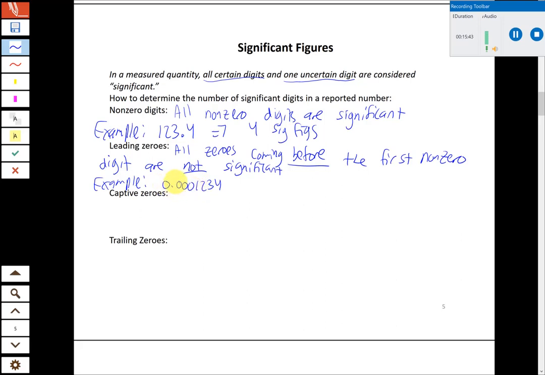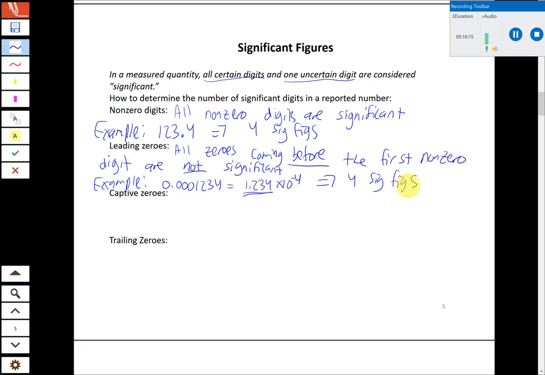And the reason is that those leading zeros that come before the first non-zero digit are just telling you the order of magnitude, or the scale of the number, so in many cases, it's better to write this in scientific notation, 1.234 times 10 to the minus 4. And if we do that, it very clearly has 4 non-zero significant digits, okay? So for very large or very small numbers, it's in many cases helpful to write them in scientific notation before determining how many significant digits there are.